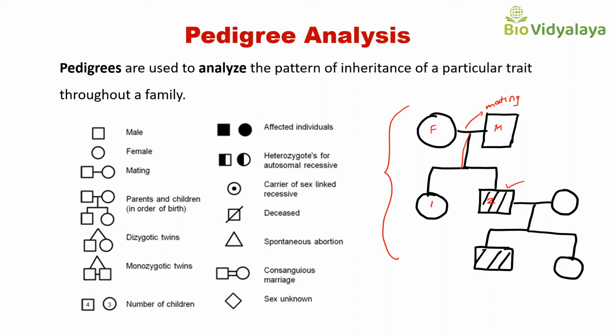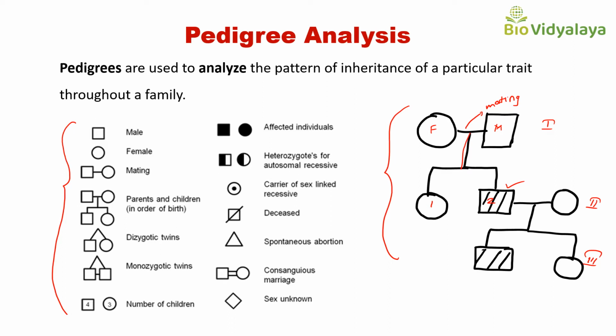So this is the first generation, this is the second generation and this is the third generation. We can represent generations in Roman numerals. On the top of the pedigree you can see the older generation and below, the younger generation. And these are some symbols used in pedigree.